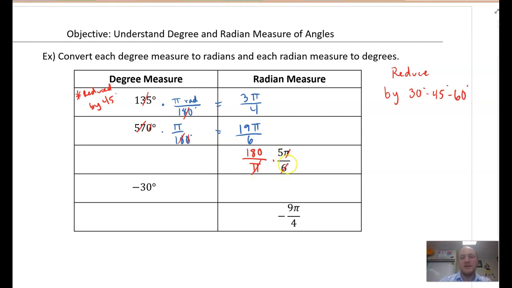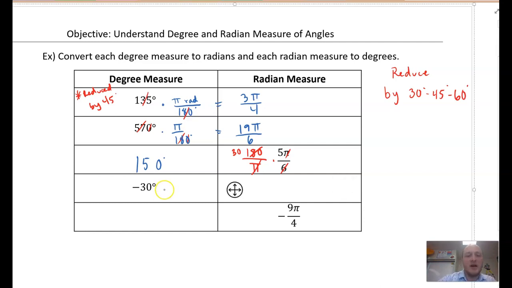All right, and then 6 can reduce into 180 30 times. So 30 times 5 is positive 150. So 150 degrees. Simple. Very, very straightforward, right? Just the reducing is the trickiest part.